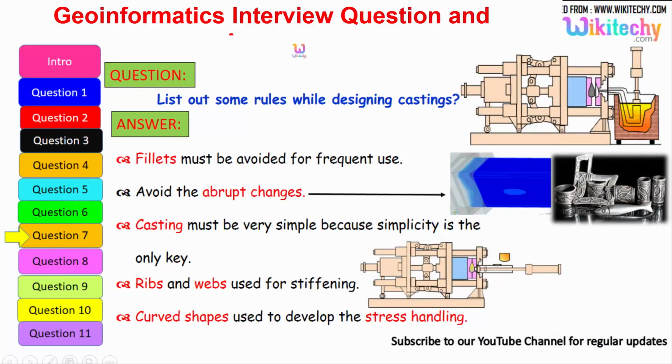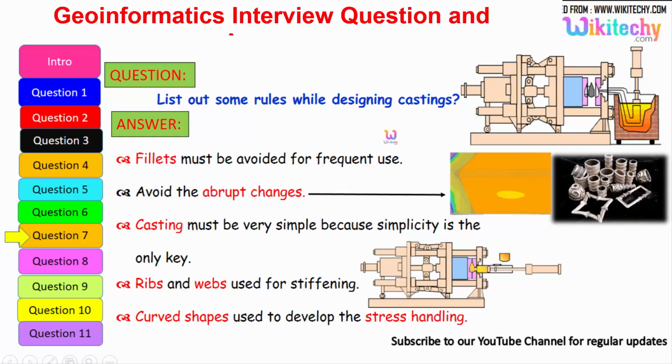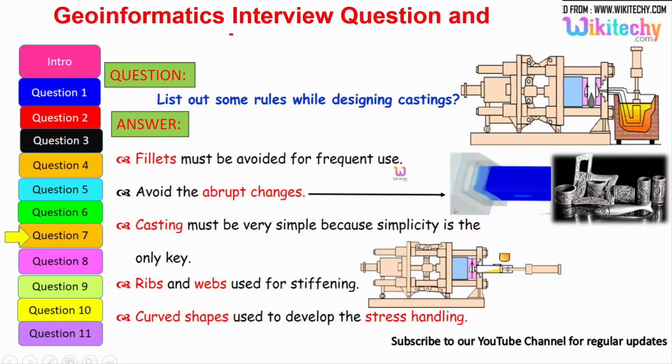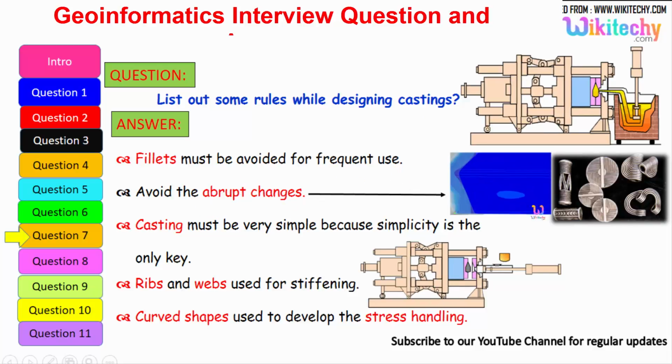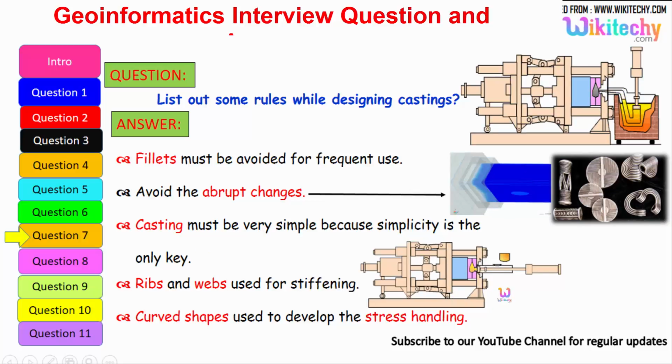Let's see some of the rules while designing castings. Fillets must be avoided for frequent use. That's the first one. Avoid abrupt changes; the section should not change suddenly. Casting must be very simple, because simplicity is the key.